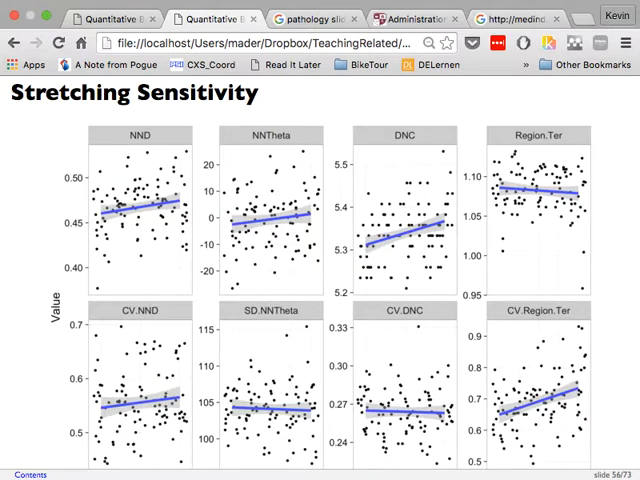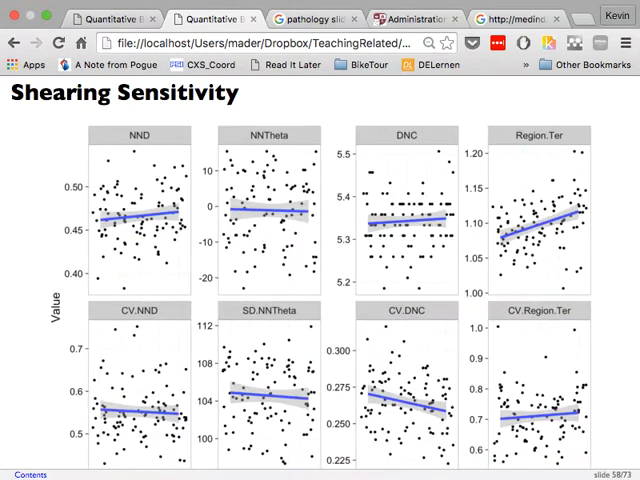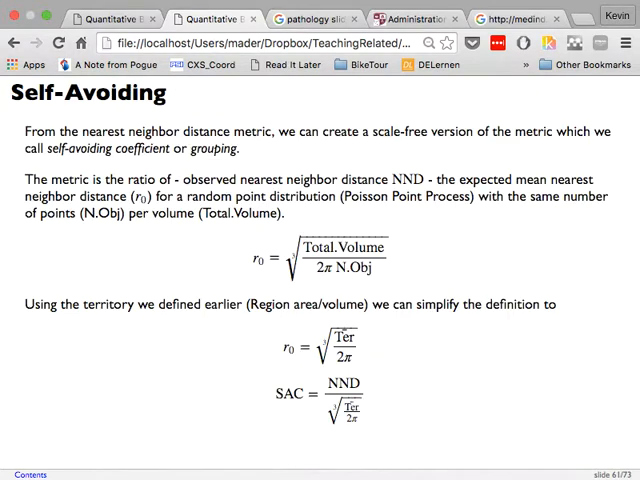So this is then looking at stretching, shearing, and swirling. As we'd expect with swirling, most of these values don't really hold up when you look at a lot of different random systems. But this territory change as you swirl it more seems to be a trend that you see. And so if you see a strong shift in this, it could be a swirling that was happening to your system.